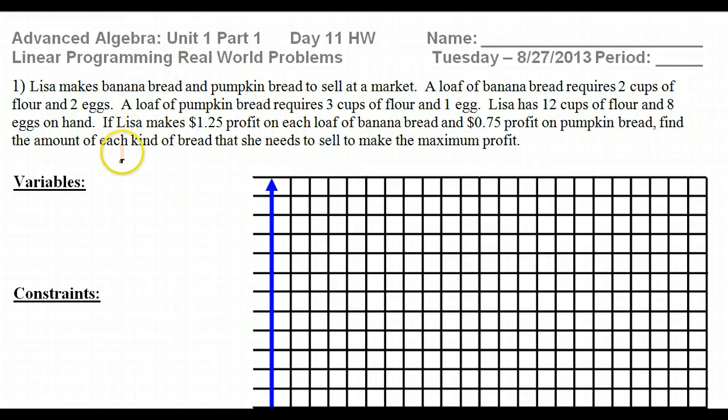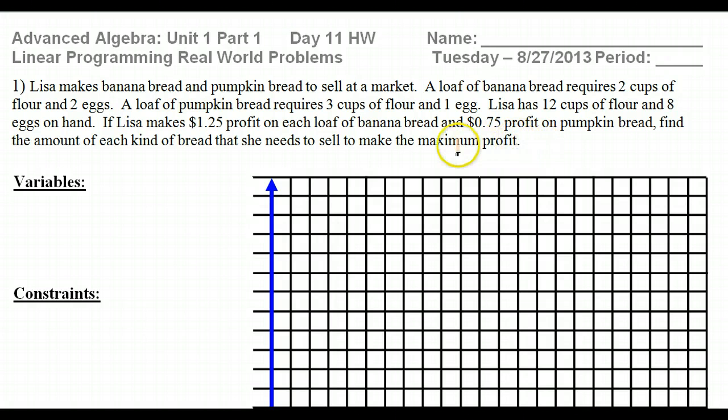Let's see. I guess I should read over the whole problem first. Lisa makes banana bread and pumpkin bread to sell at a market. A loaf of banana bread requires 2 cups of flour and 2 eggs. A loaf of pumpkin bread requires 3 cups of flour and 1 egg. Lisa has 12 cups of flour and 8 eggs on hand. If Lisa makes $1.25 profit on each loaf of banana bread and 75 cents profit on pumpkin bread, find the amount of each kind of bread that she needs to sell to make the maximum profit.